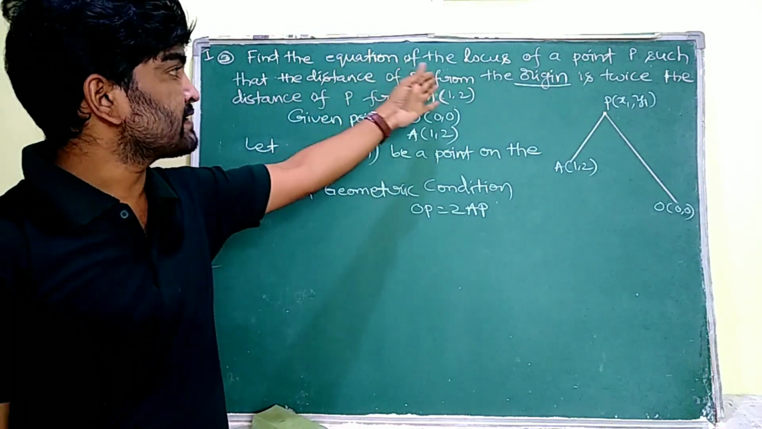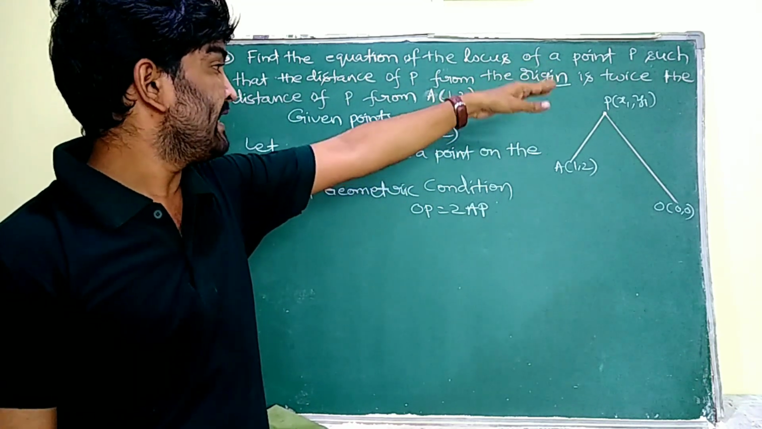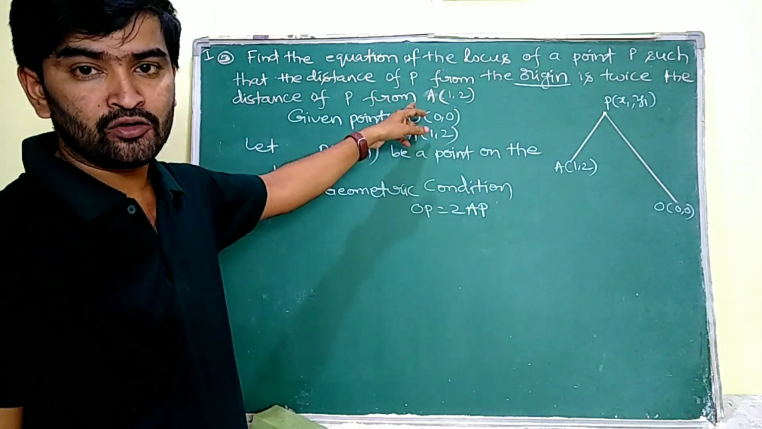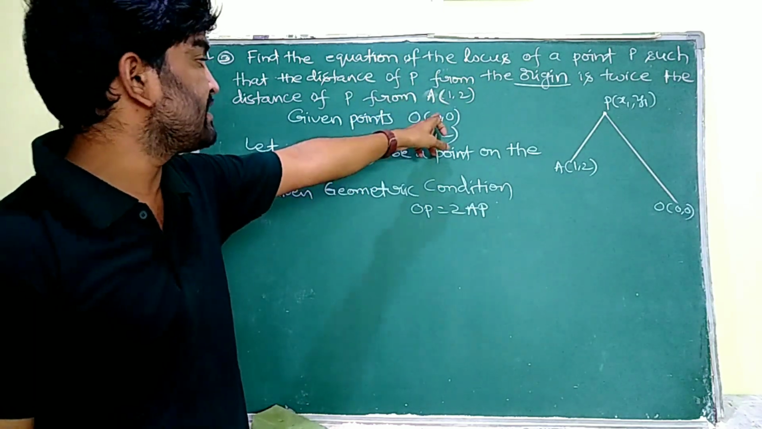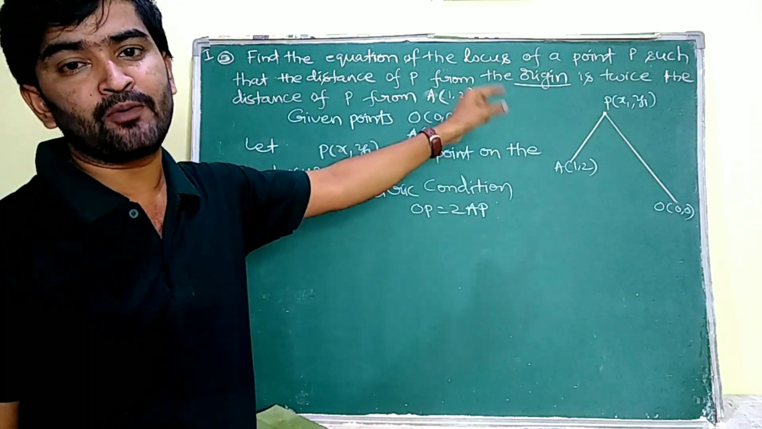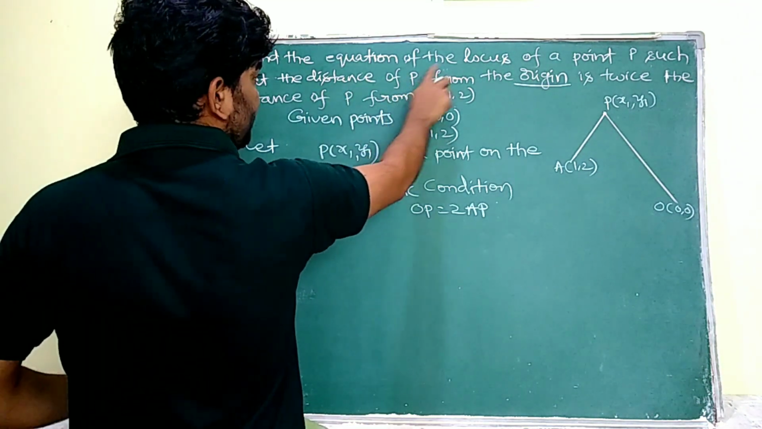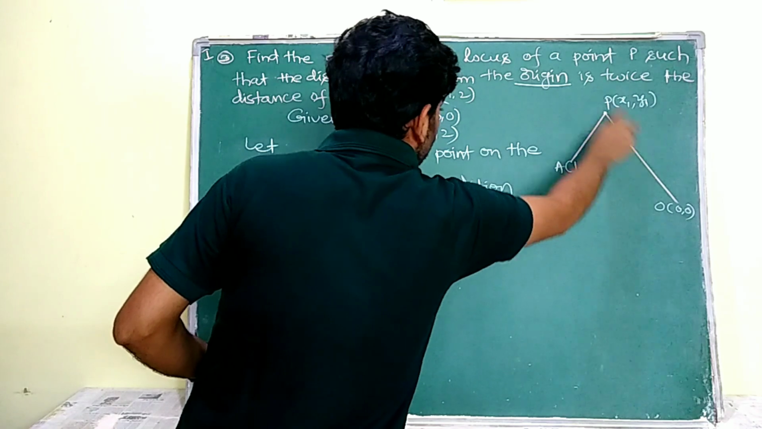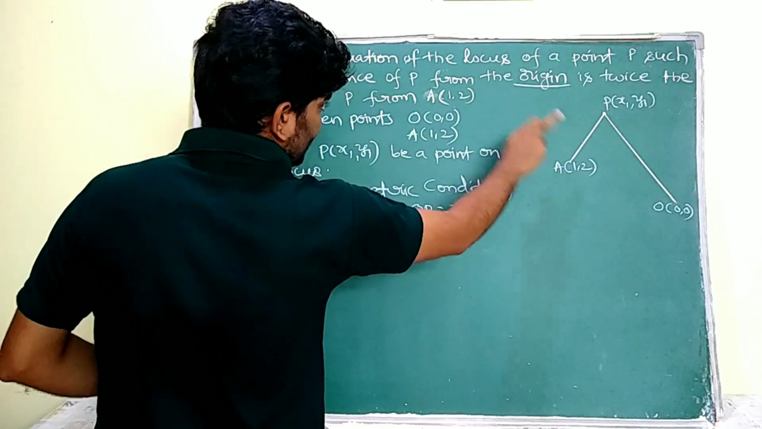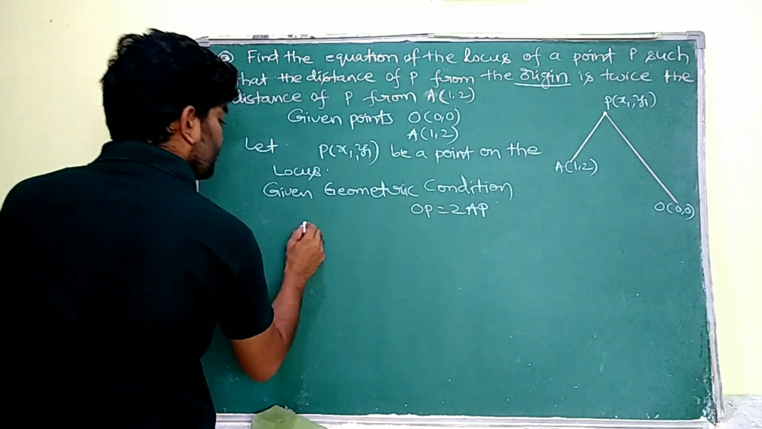Find the equation of the locus of a point P such that the distance of P from the origin is twice the distance of P from A. Given points, we have to write the origin and the given point A: origin (0, 0), A (1, 2). We assume that P(x1, y1) is a point on the required locus. Then, he mentioned very clearly that the distance of P from the origin, that is PO or OP, is equal to twice the distance of P from A. So PO is equal to 2 into PA. So that is what we are going to write here.